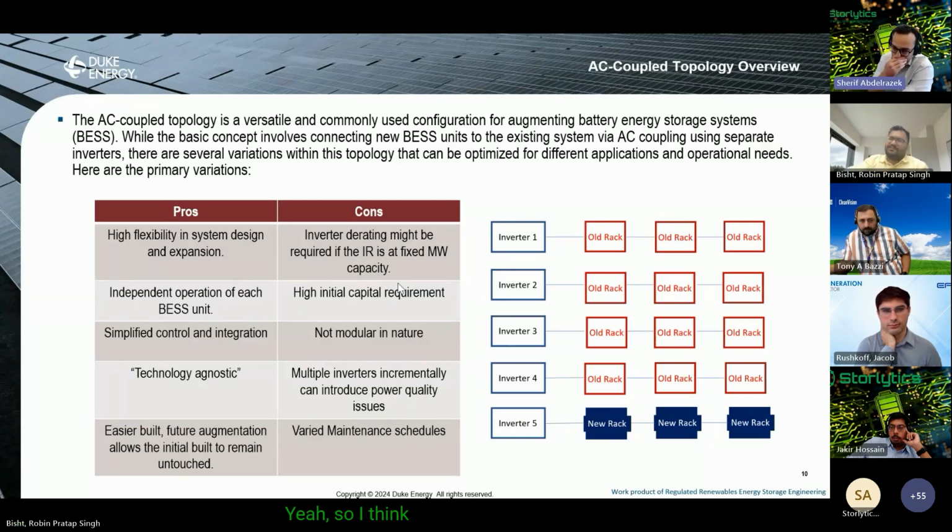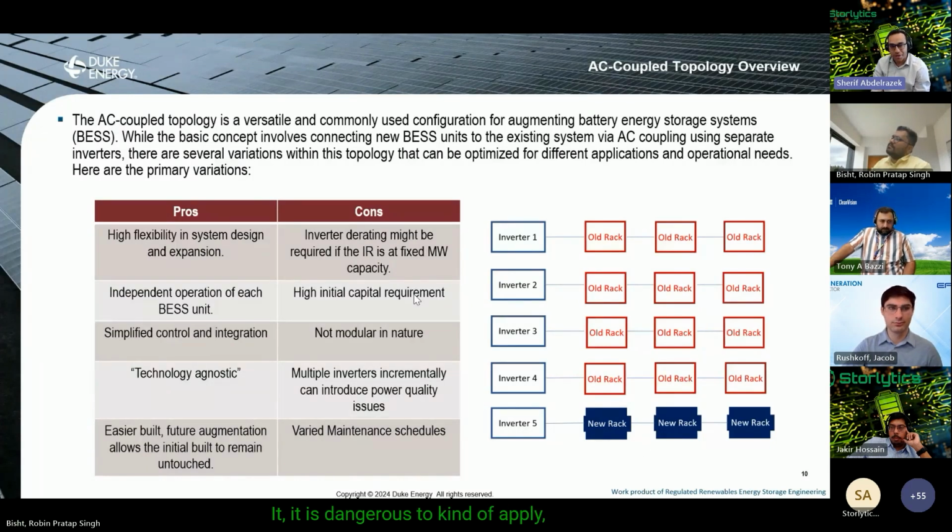Yeah, so I'll attempt it, and definitely feel free to chime in. It is dangerous to apply these rules of thumb, these general quantities. But at the risk of breaking my own rules, I'll give a high level number, and I'll try to be as specific as possible about the conditions underlying it. Typically, a lot of people use 85% as a general round trip efficiency for lithium systems.